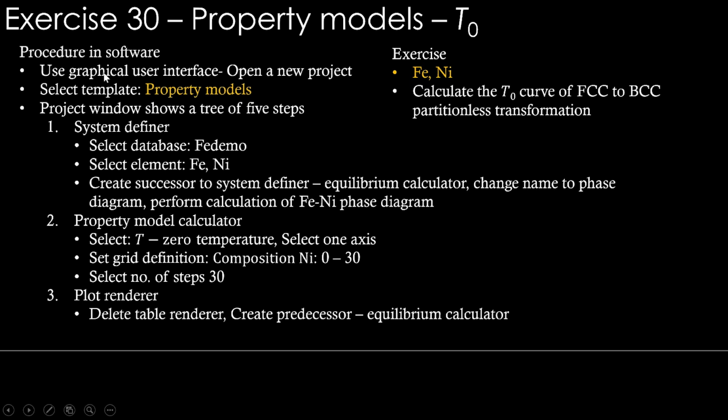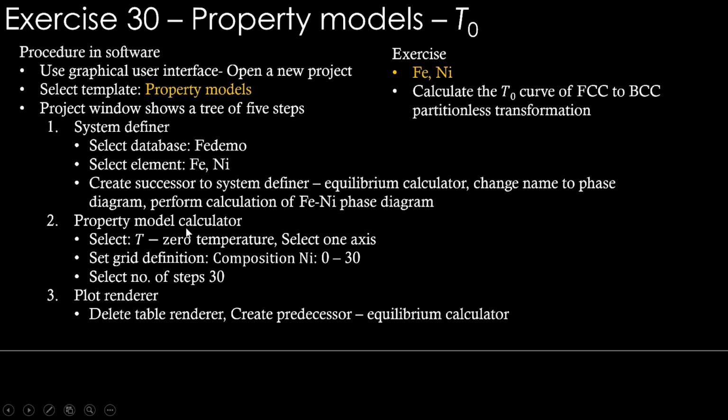This is the procedure in the software. Use the graphical user interface. Open a new project. Select the template property models. In the project window you will see a tree of 5 steps, and the system definer is one step where we have to select the database and select elements. We will create a successor to the system definer. We will use an equilibrium calculator as a successor and change its name to phase diagram, and then perform the calculation for the FeNi phase diagram. Meaning we will do a calculation for the FeNi diagram and keep it on one side.